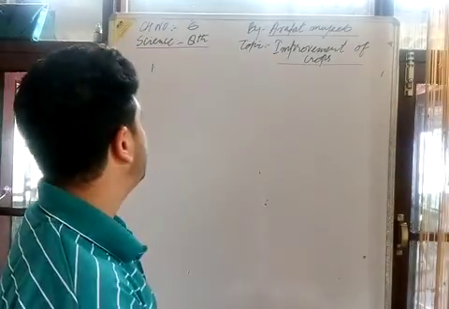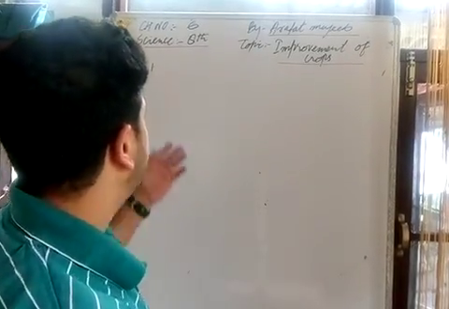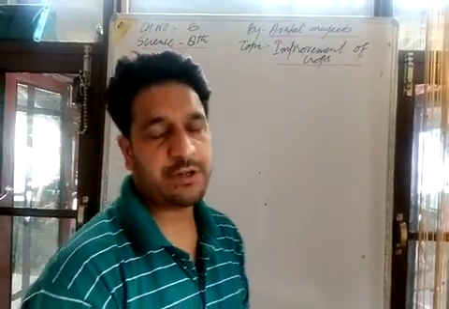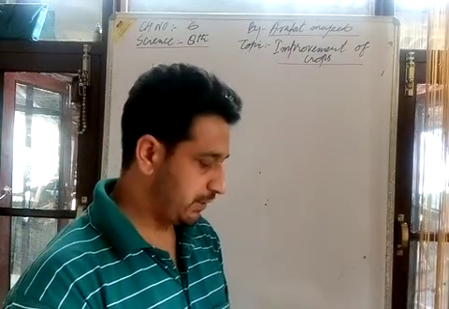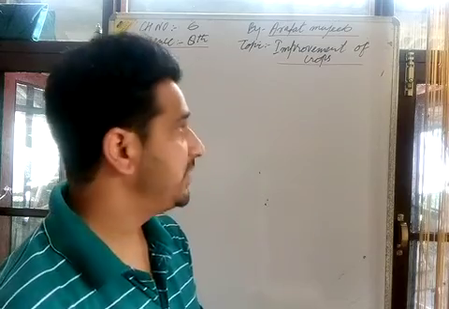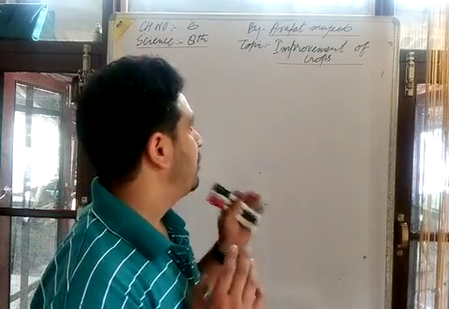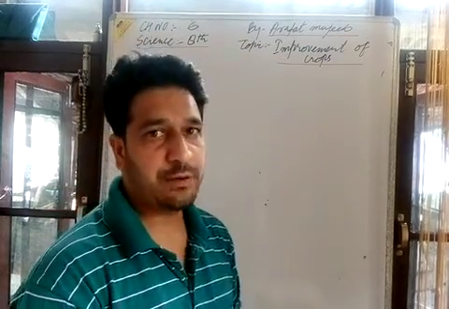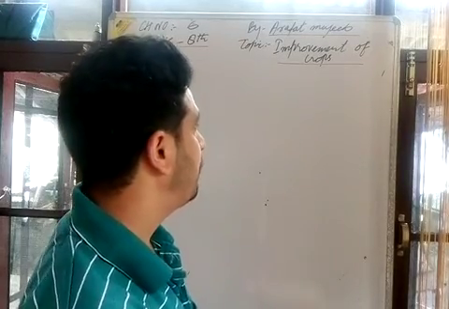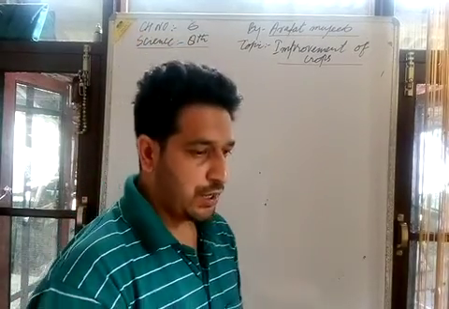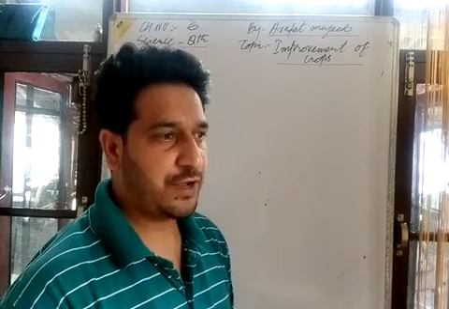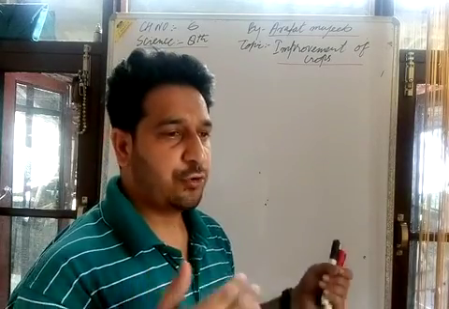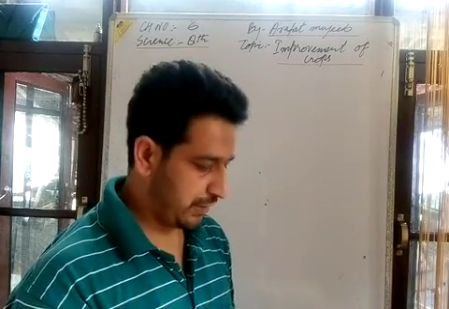Today is my lecture about chapter number 6. The chapter is food production and management, and in this lecture I will discuss the topic improvement of crops. How we can improve crops, what are the various means and ways to improve crop production.